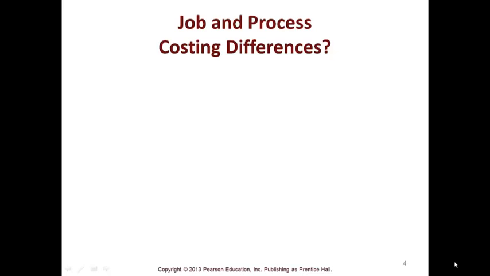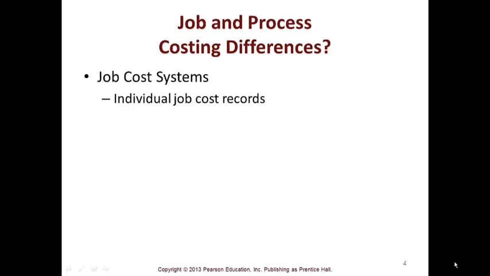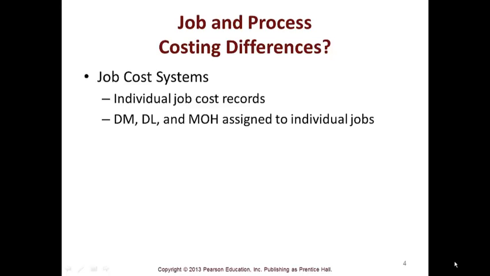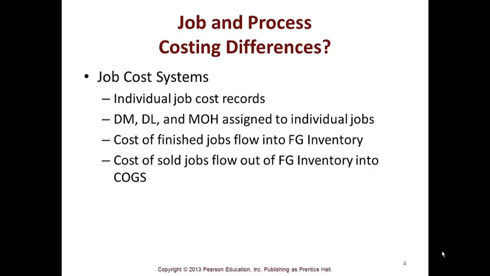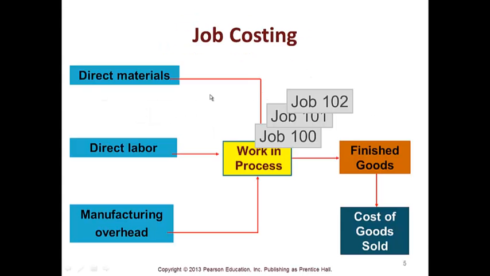What are the differences between job and process costing? Job cost systems are individual job cost records. They take into account direct materials, direct labor, and manufacturing overhead, and they assign that to individual jobs. The cost of your finished goods flow into finished goods inventory. The cost of sold jobs flow out of finished good inventory and into cost of goods sold. So here's a picture. Direct materials, direct labor, manufacturing overhead goes into your work in process and your jobs to get your finished goods and then your cost of goods sold.